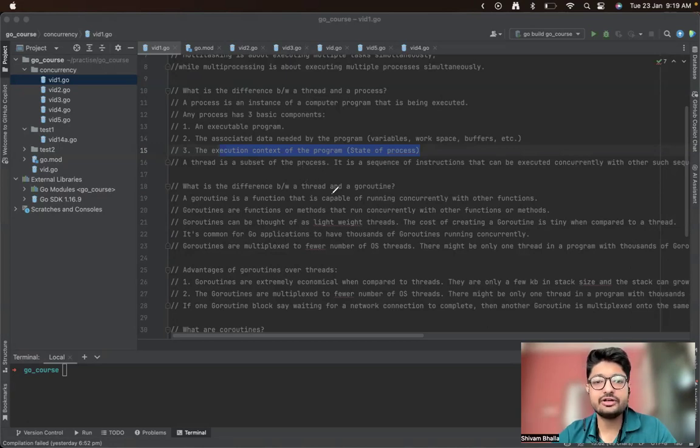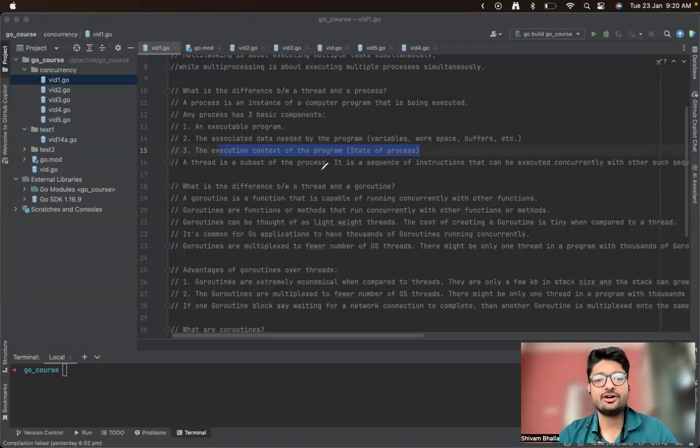Okay, so a thread, you can assume, is spawned out of a process. Now on a single thread, you can spawn multiple goroutines. So whenever an OS thread, an operating system thread, is created for a particular process that is running, it has some resources. Now these resources are shared between multiple goroutines. That is why they are very light.